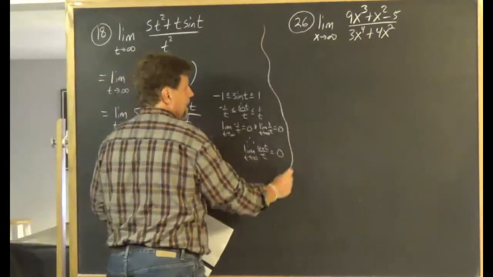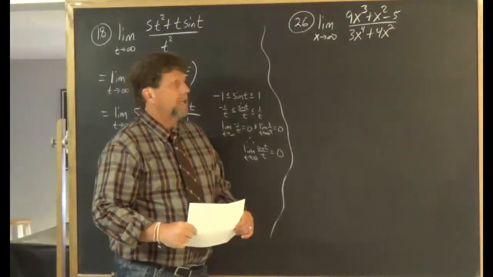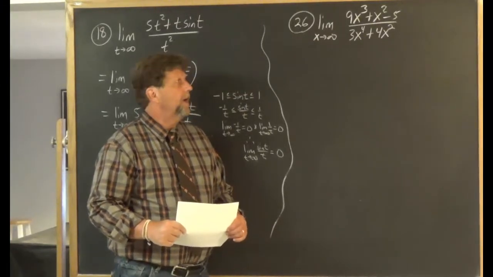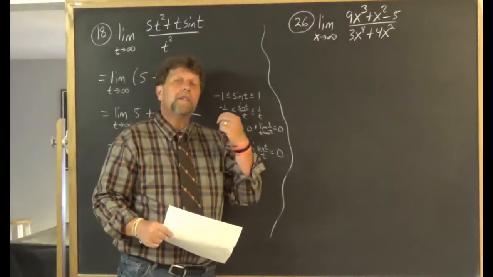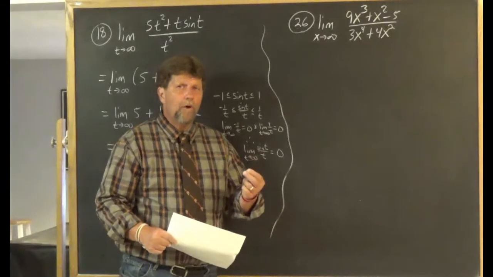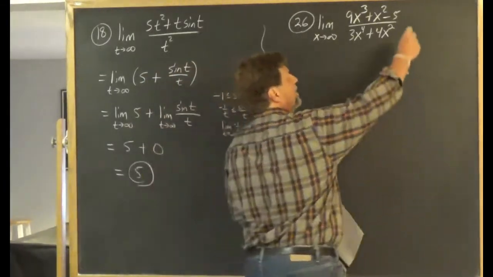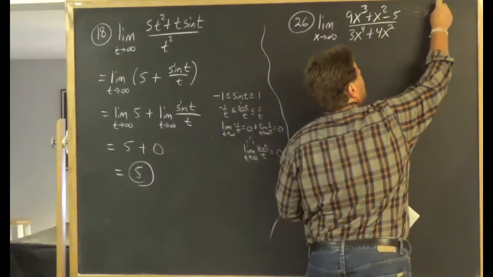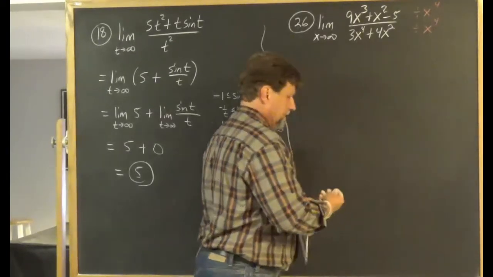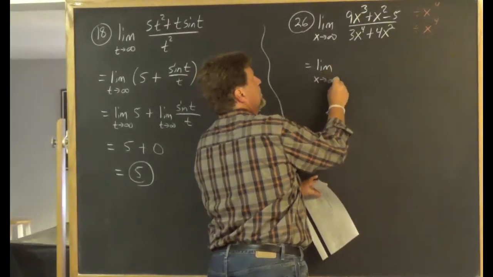Number 26. So the limit as x goes to infinity of 9x cubed plus x squared minus 5 all over 3x to the fourth plus 4x squared. So the degree of the numerator is 3. The degree of the denominator is 4. So 4 is the larger degree. So I would divide everything in the numerator by x to the fourth and everything in the denominator by x to the fourth to give me the limit as x approaches infinity.